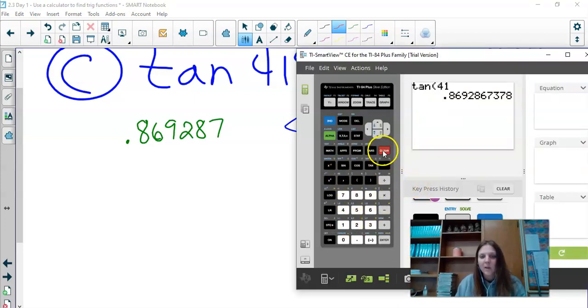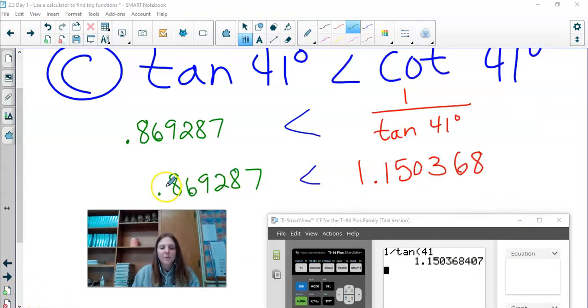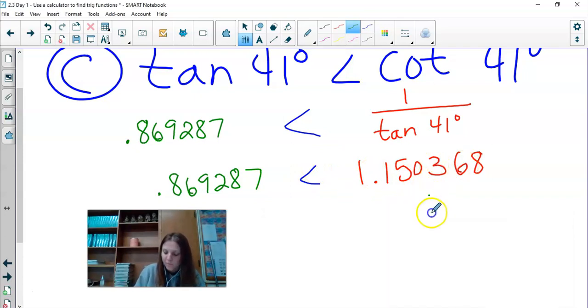So let's try this out. I'm going to hit clear. 1 divided by tangent 41. And you'll see that I got this number. I'm going to count over 6 numbers after the decimal. 1, 2, 3, 4, 5, 6. So it's an 8 and then a 4, so I'm going to leave it 8. Okay, and if you compare these two numbers, this number on the left, which is about 87 cents, is definitely less than $1.15, so this one is true.